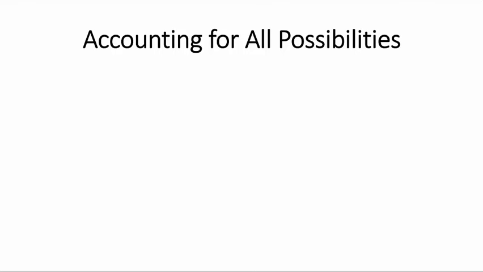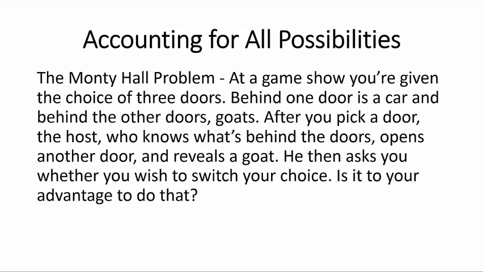Consider the following problem, also known as the Monty Hall problem. At a game show, you're given the choice of three doors. Behind one door is a car, and behind the other doors, goats. After you pick a door, the host, who knows what's behind the doors, opens another door and reveals a goat. He then asks you whether you wish to switch your choice. Is it to your advantage to do that?